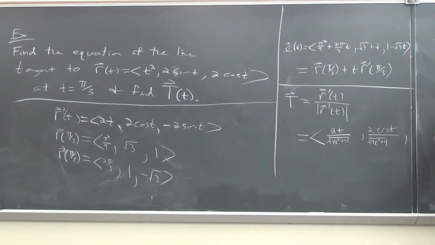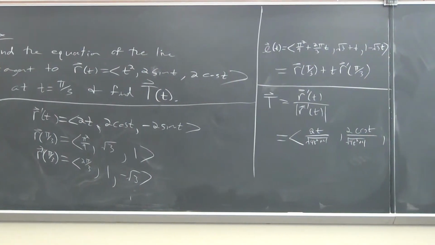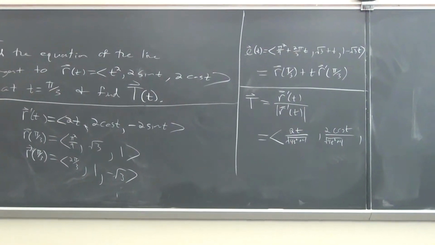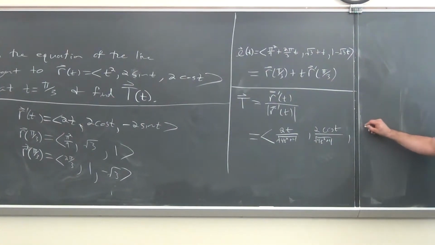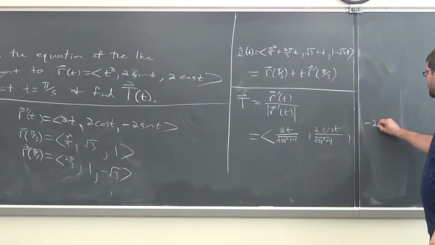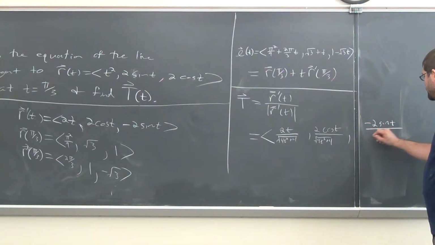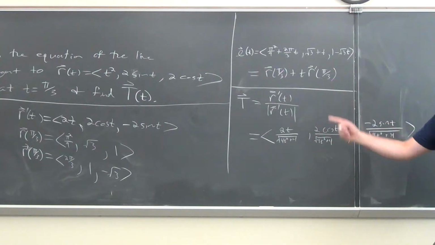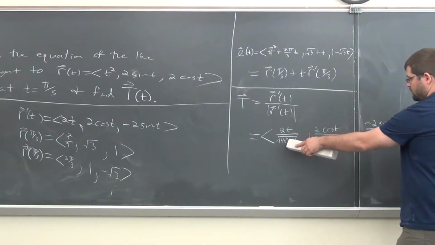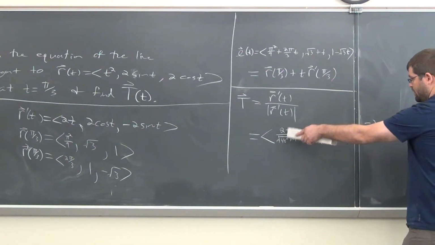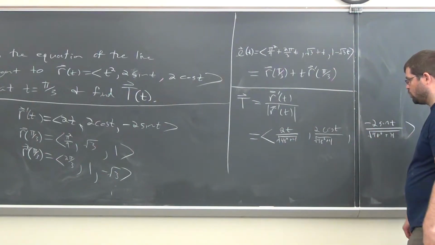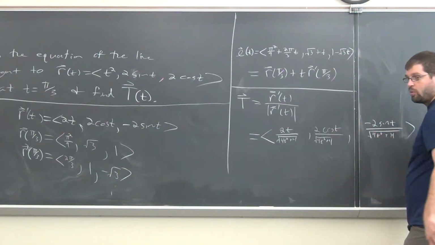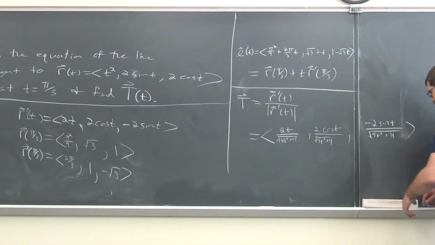This looks a little sloppy here, but I'm going to do it anyway. Slide across the board here, and then negative 2 sine of t over that same square root of 4t squared plus 4. Now we could definitely pull out the 4's, right, and make square root of 4 as 2. And so it'd be t over the square root of t squared plus 1, cosine over the square root of t squared plus 1, and negative sine over that.